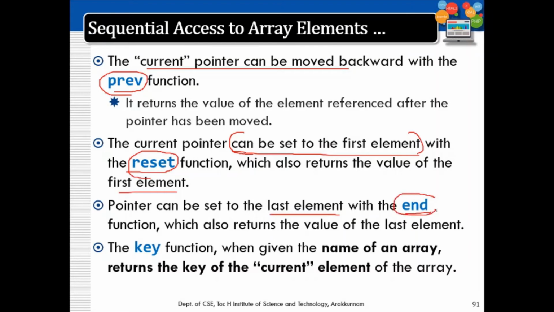So how will you move the pointer to the beginning and end? By using the reset function, you can move to the beginning of an array. By using the end statement, you can move it to the end of an array. The key function, when given the name of an array, returns the key of the current element. Suppose the pointer will be somewhere and the key function will return the key of that particular element.